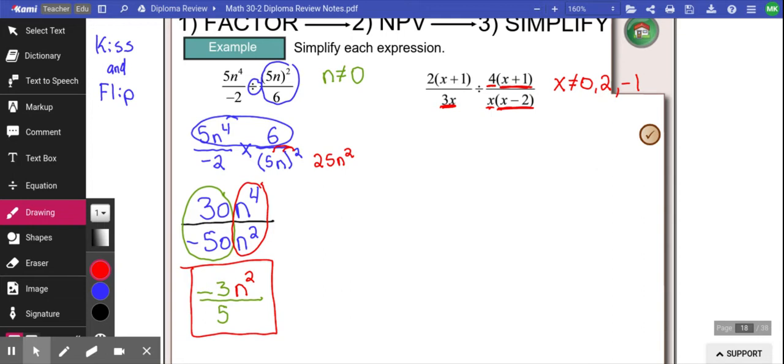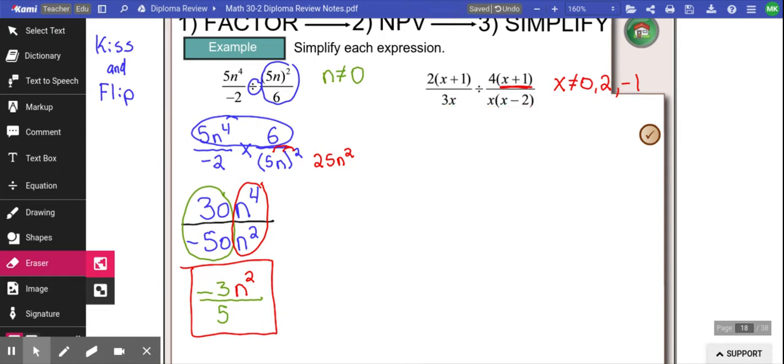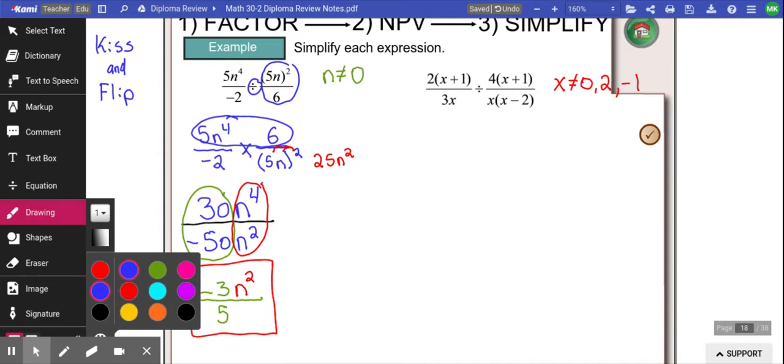Awesome. I don't think you have to go into detail about why you can't divide by 0. Pretty sure just stating that would be okay. Second step. Oh, we did second step, NPV. Third step, simplify. Because it's a division of fractions, we kiss and flip.